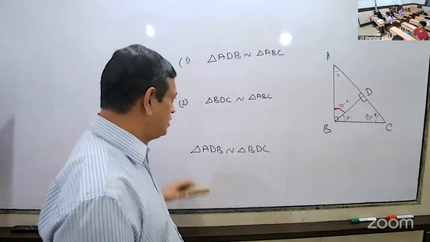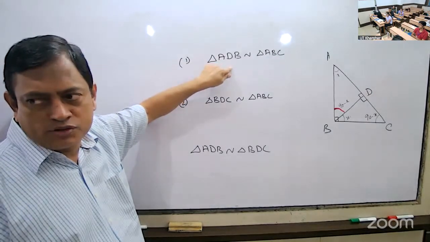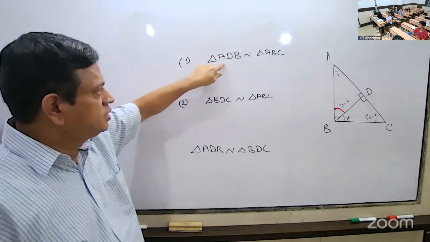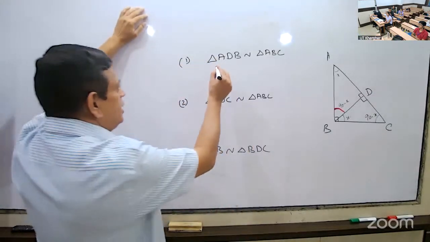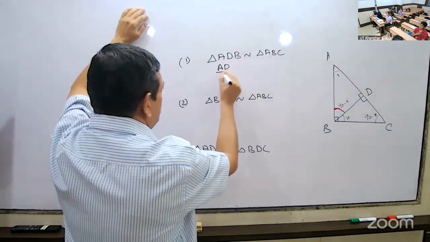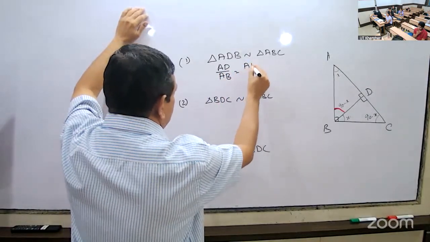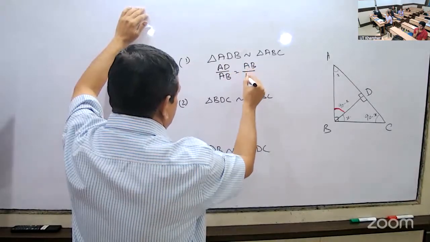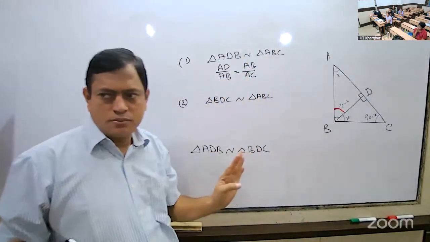But now look here. Now I'm going to take the ratio. All of you listen. Take the ratio. AD upon AB is equal to AB upon AC is equal to DB upon BC.